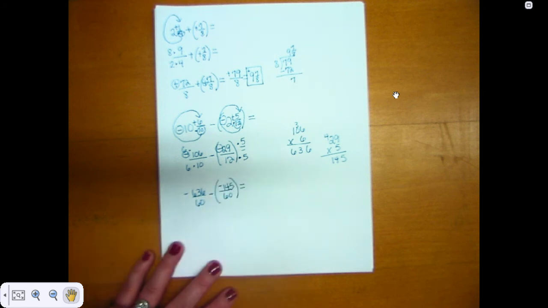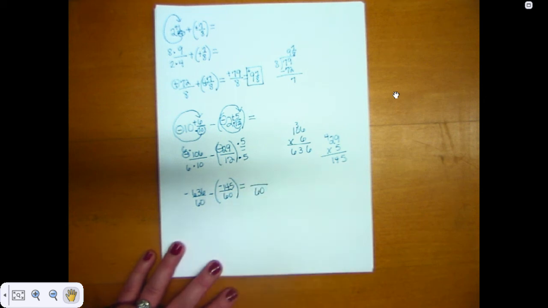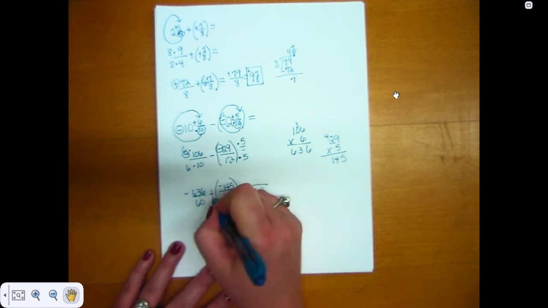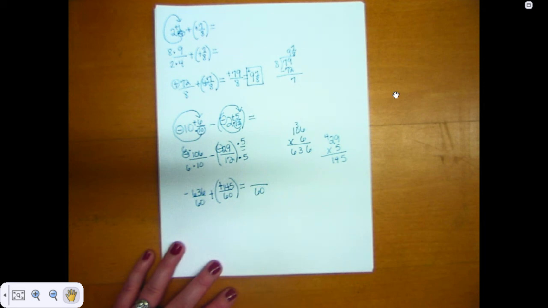Now, I can do my checklist now. Do I have the same denominator? I do. So Red Rover, bring 60 right over. Now, my second check is this an addition problem? It's not. So that means I need to change it to an addition problem. So I'm going to change this minus sign to a plus sign. And if I change this one, I have to change this to its opposite, which is also a plus or a positive.